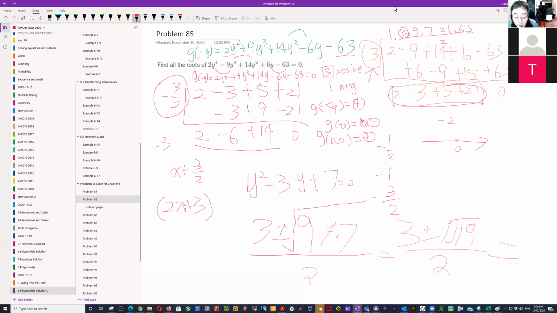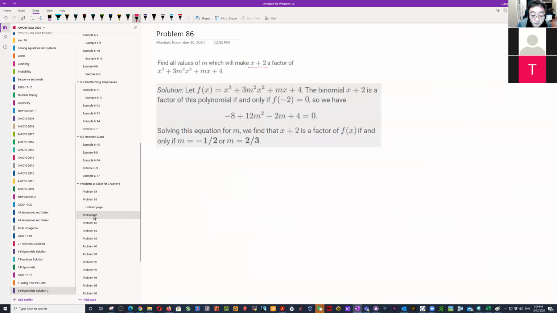And yeah, so this is problem 86. Find all values of m which will make m plus 2 a factor of this. And so this is a factor only if f(-2) equals 0.